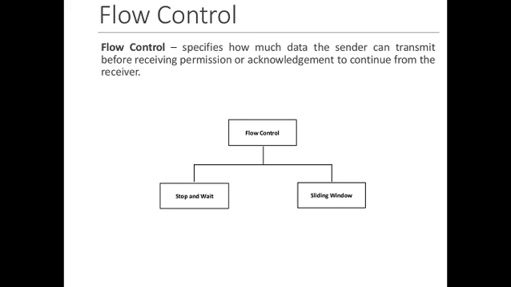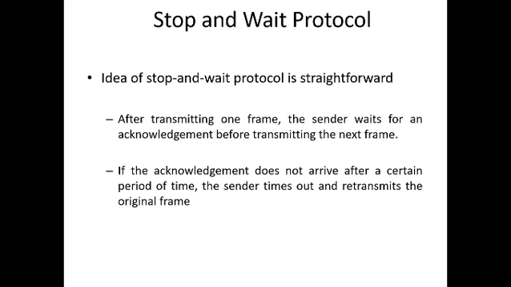The flow control mechanisms will keep a check that the senders send the data only at a rate that the receiver is able to receive and process. There are mainly two ways in which this can be achieved, that is, using stop and wait protocol and sliding window protocol. And what is the stop and wait protocol?